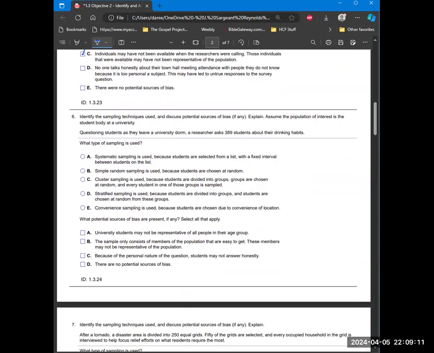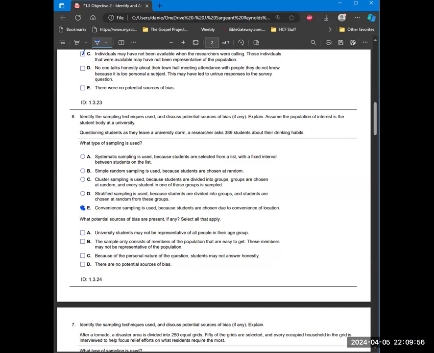Let's go on with number 6 here. Identify the sampling techniques used and discuss potential sources of bias, if any, and explain. Assume that the population of interest is the student body at a university. Questioning students as they leave a university dorm, a researcher asks 389 students about their drinking habits. So what type of sampling was used? This was a convenience sample because the students are chosen due to convenience of location. They just stood outside of a single dorm or residence hall.